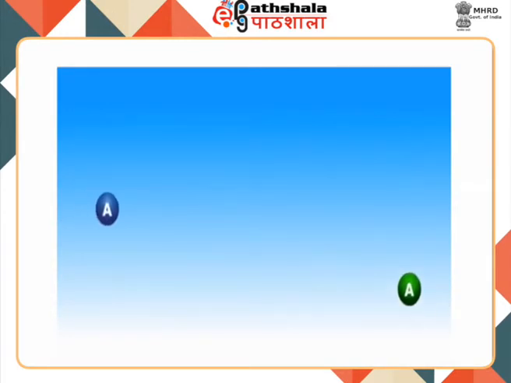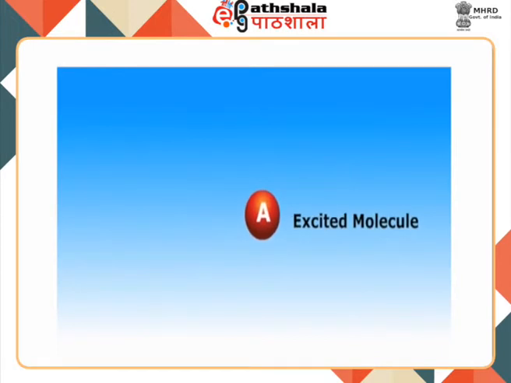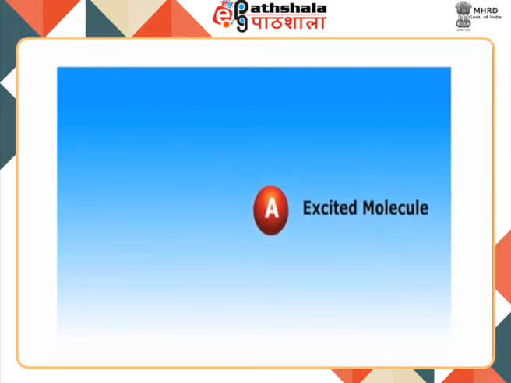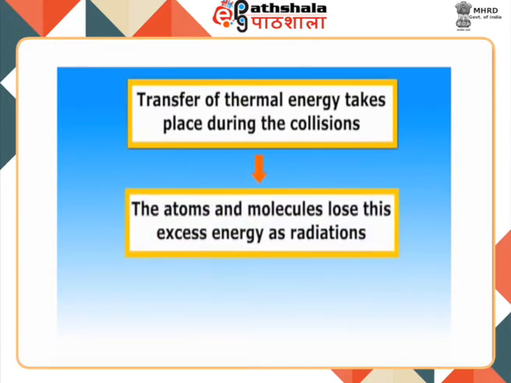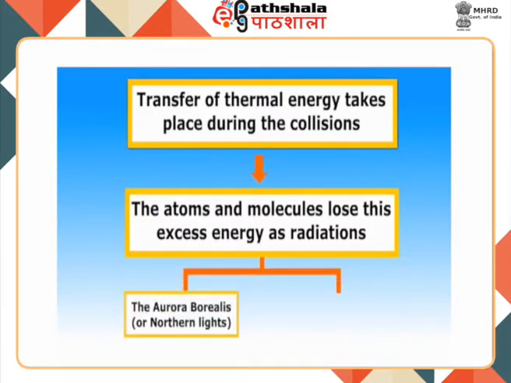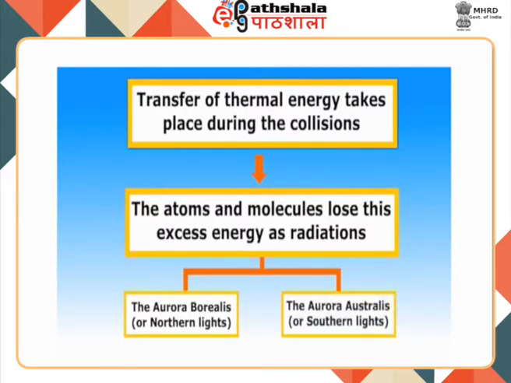The atoms and molecules in the thermosphere get excited to higher energy states after collisions with charged particles from space. Transfer of thermal energy takes place during the collisions. The atoms and molecules lose this excess energy as radiations in the visible region of the spectrum. These lights are commonly known as the aurora borealis or the northern lights and the aurora australis or the southern lights.